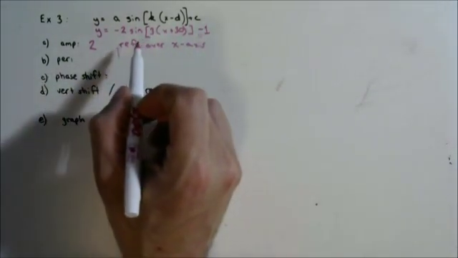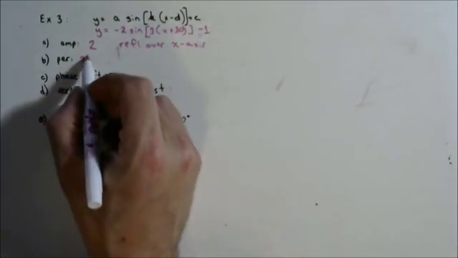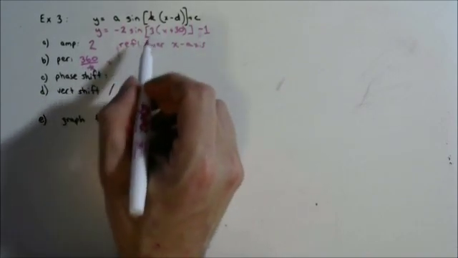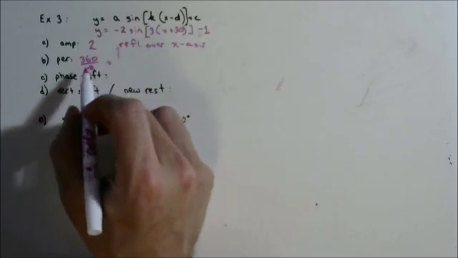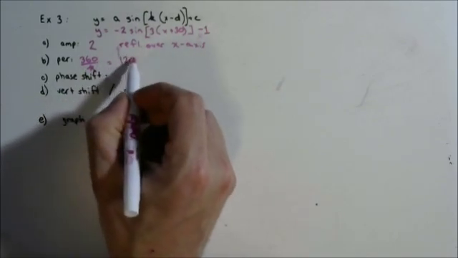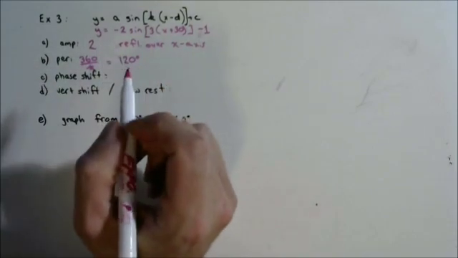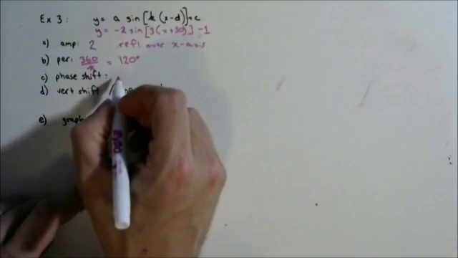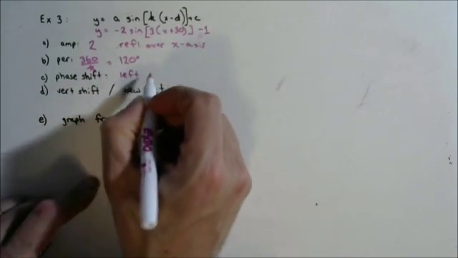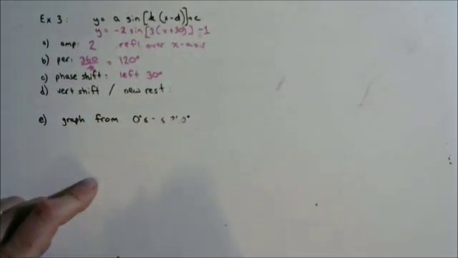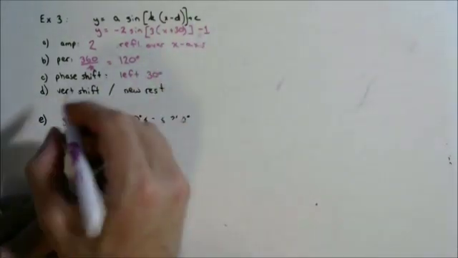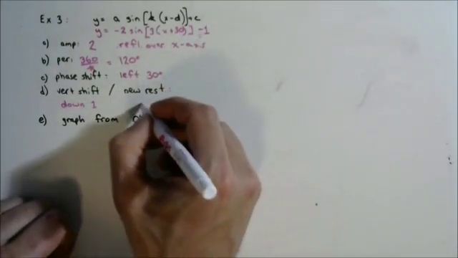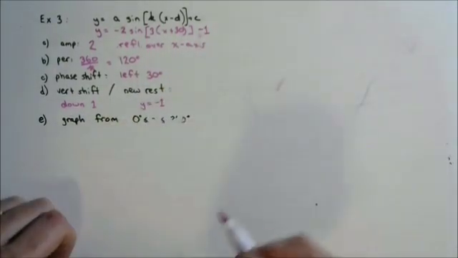Period length, remember the relationship, we're going to have 360 over k. So we're going to get 3 cycles in between 0 and 360, which means each cycle is going to be 120 degrees. We're going to do a phase shift. This is a phase shift of -30, so we're going to be going left 30 degrees. We have a vertical shift down 1, which gives us a new rest of y equals -1.